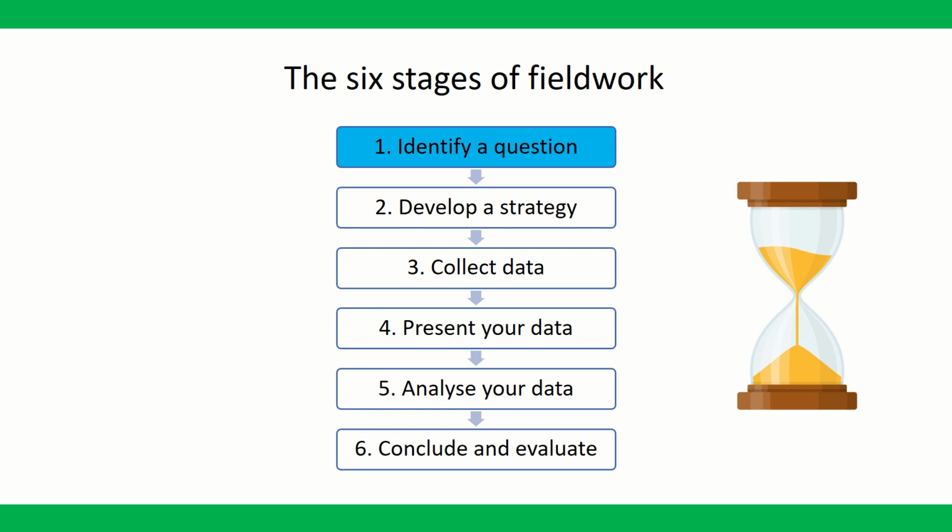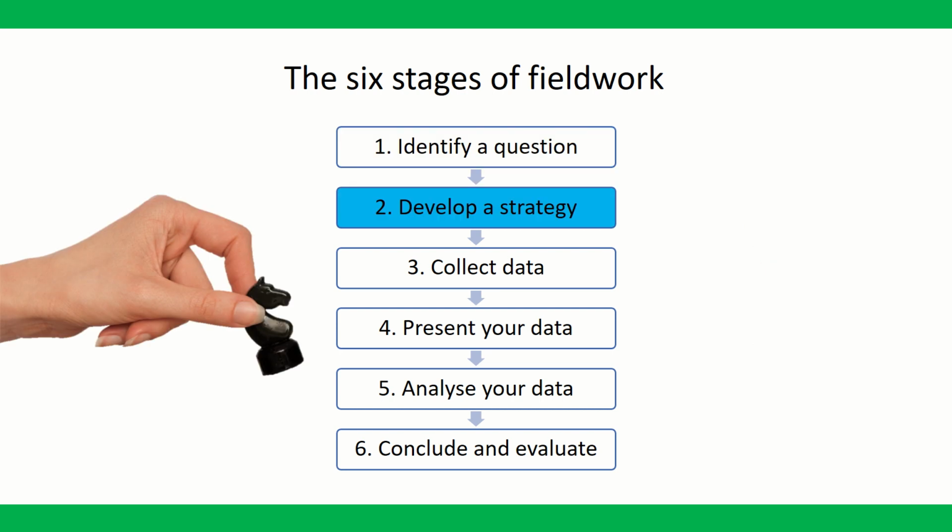You can think of it as a little bit like an egg timer. Start off by picking a broad topic, and then you're going to narrow it down to a specific aspect of that topic and also a specific place. And at the end of your investigation, you'll then be able to broaden that out to place what you've learnt within the broader geographical context. The second stage of fieldwork is develop a strategy.